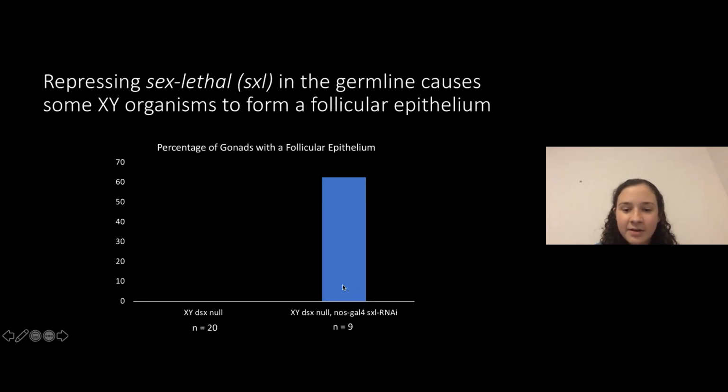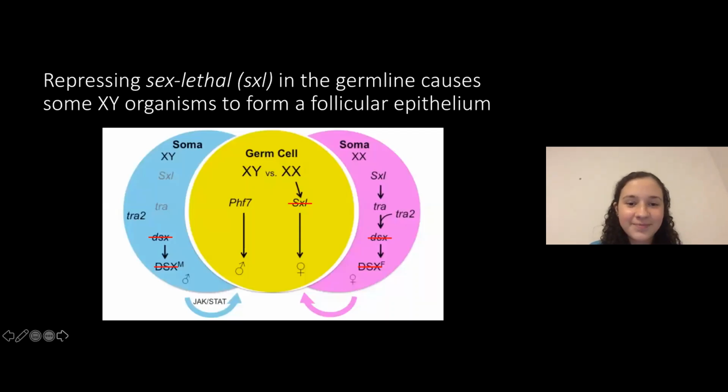And then in the few trials I did do of the XY double sex null, where sex lethal is knocked out in the germline, I can already see that a good portion of them have a follicular epithelium. So not sure what's going on there. It'll be interesting for further experimentation. Okay. This is just to talk about, again, we didn't expect this to happen for males.